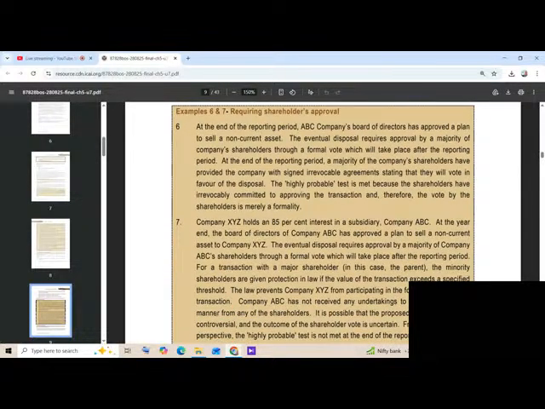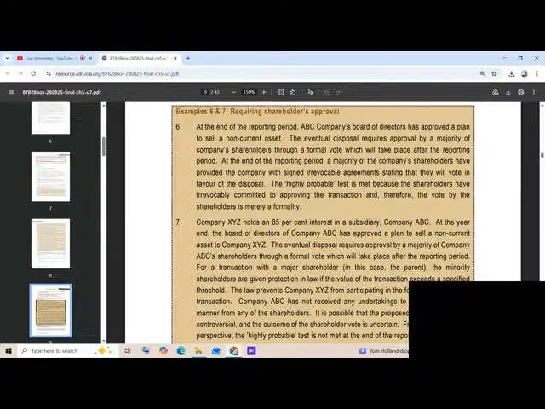Example 7. Company XYZ holds an 85% interest in a subsidiary, Company ABC. At the year end, the board of directors of Company ABC has approved a plan to sell a non-current asset to Company XYZ. The eventual disposal requires approval by a majority of Company ABC's shareholders through a formal vote which will take place after the reporting period. For a transaction with a major shareholder, in this case the parent, the minority shareholders are given protection in law if the value of the transaction exceeds a specified threshold.